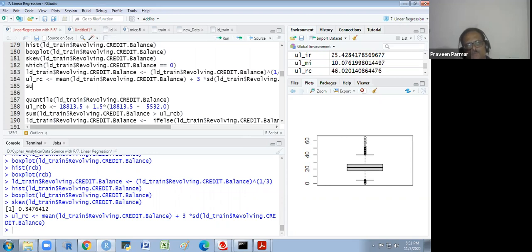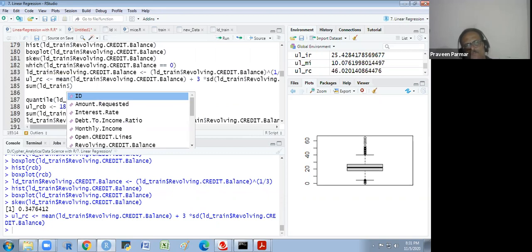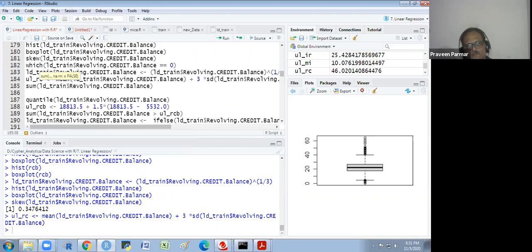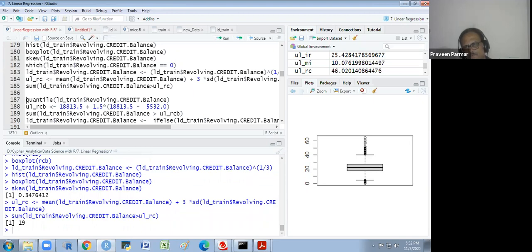And I will see how many are there. So sum of LD_trend$revolving is greater than UL_RC. There are 90. Got it?